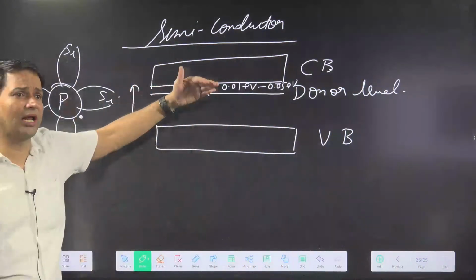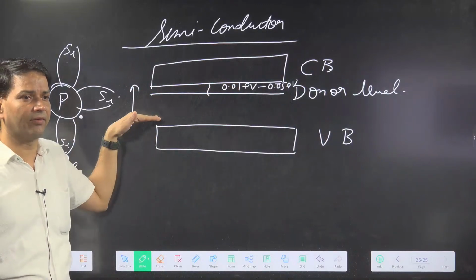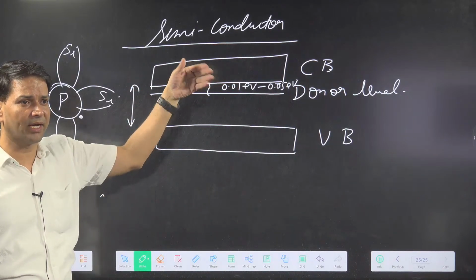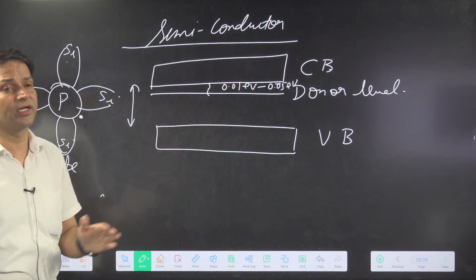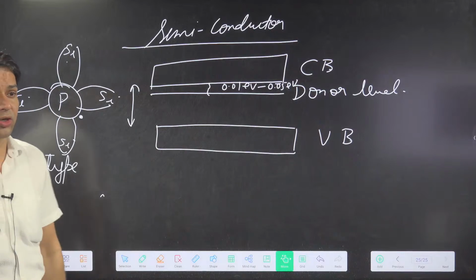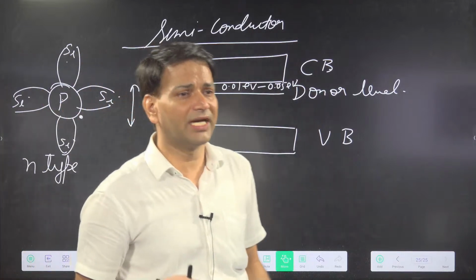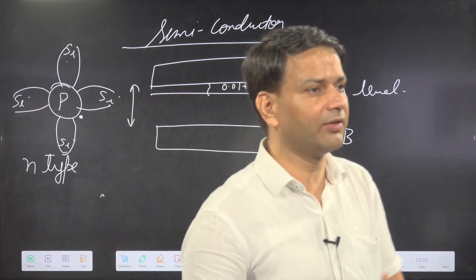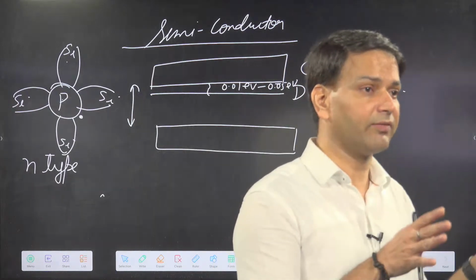And here the donor level, one more energy level created between the valence and conduction band, requires a lesser amount of energy. That's why conductivity increases. In N-type semiconductor, the majority charge carrier will be the electron. That's why we gave the name N-type. Negative is the majority. It is not negatively charged.